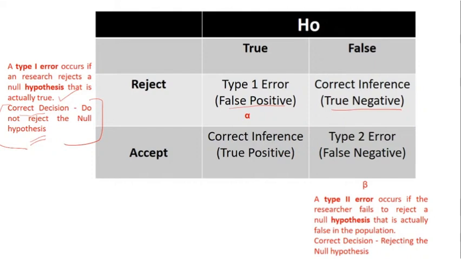Now when we talk about type 2 error, it occurs if a researcher fails to reject a null hypothesis that is actually false in the population. So it has to be rejected but has been accepted. Such type of error, when it is done, will be called type 2 error. So the correct decision would have been rejecting the null hypothesis.